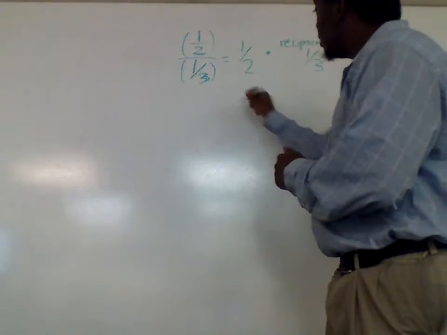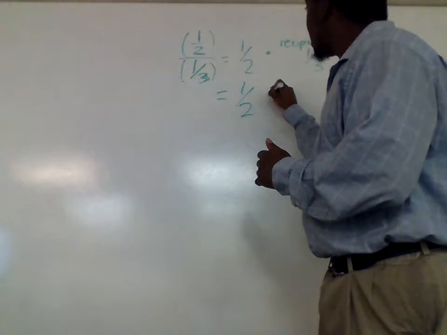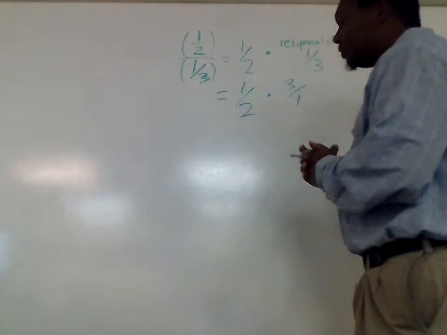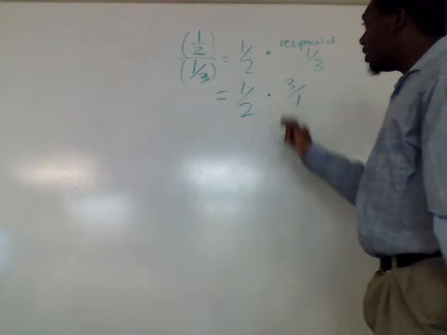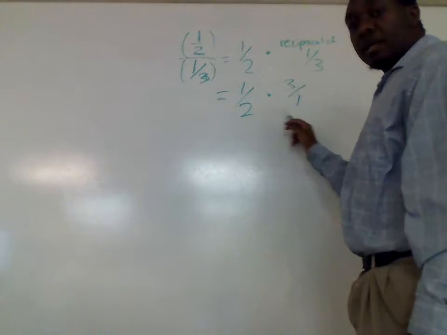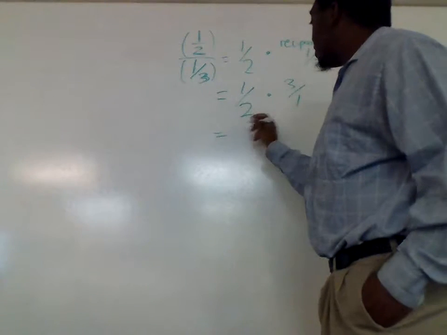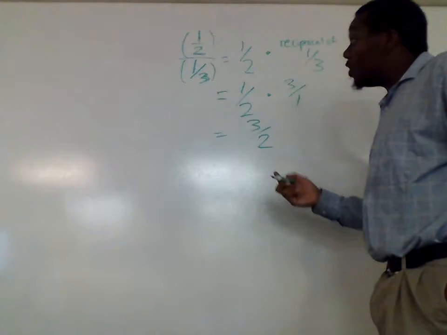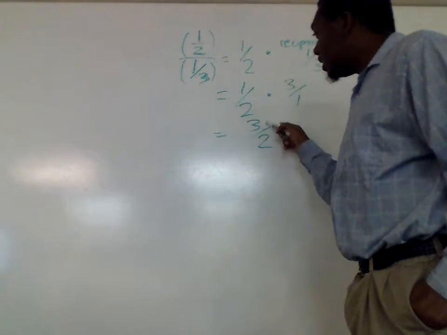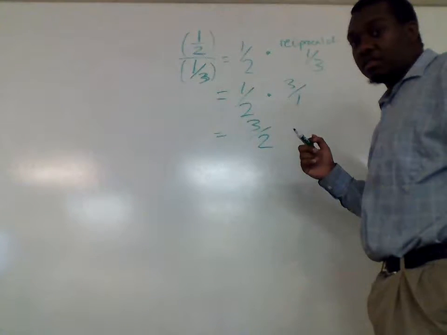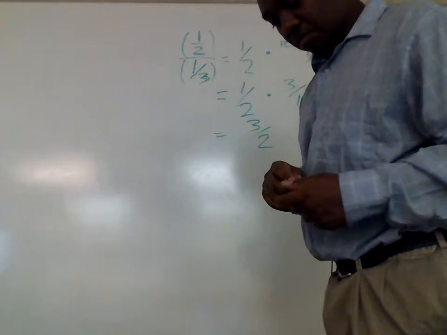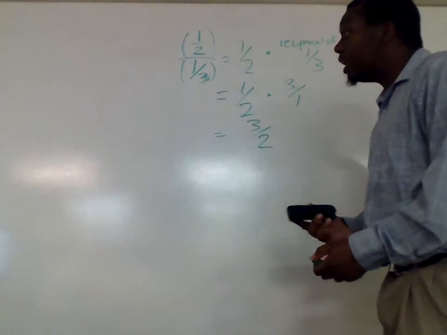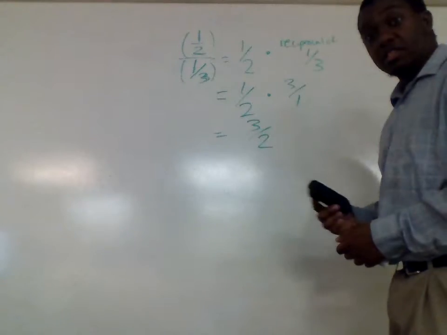Okay? Well, this would just be 1/2 times, remember reciprocal means you're going to flip the fraction, so we get 3/1. And we know how to multiply fractions. We multiply numerator times numerator, denominator times denominator. And so 1 times 3 is going to be 3, and 2 times 1 is going to be 2. And so 1/2 divided by 1/3 is 3/2. All right, let's do one more together, and then that will actually be everything with fractions.